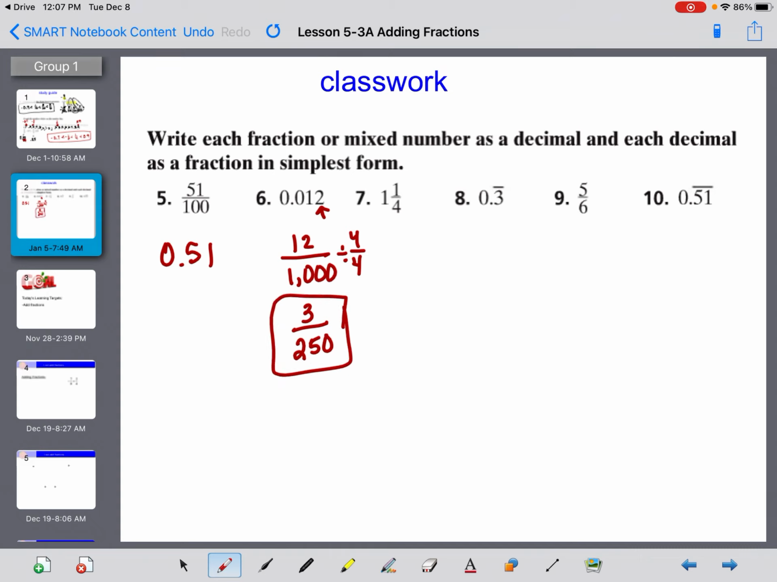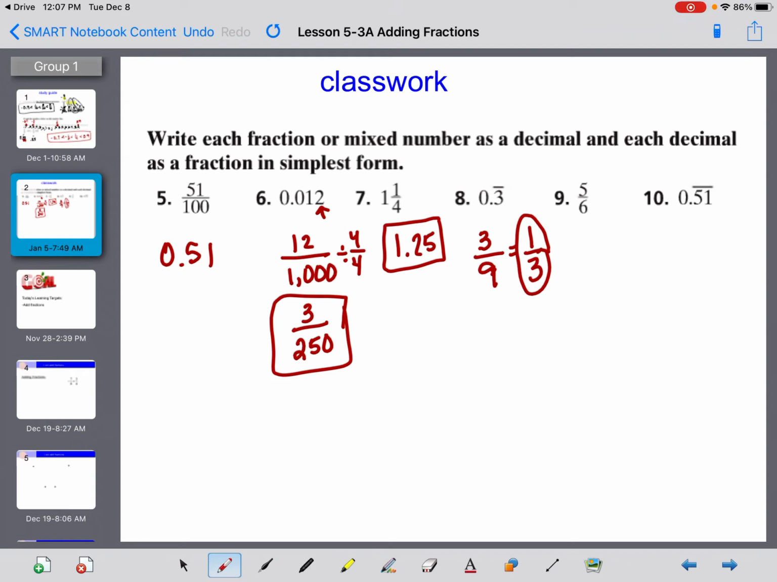4 and 1/4, well, I know that 1/4 is the same as 0.25. So 4 and 25/100. Number 8, 0.3 repeating. To go to a fraction, I put the 3 in the numerator and I place it over a single 9. And then I reduce it by dividing by 3 over 3, and I get 1/3.